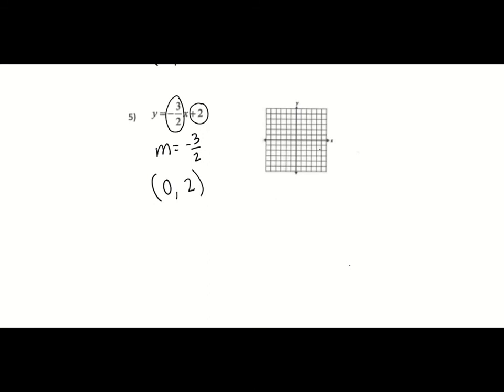Now, my first step next is to graph my y-intercept. So that would be (0, 2), up 2. And now my slope is -3 over 2. I'm going to go down 3, 1, 2, 3, over 2, 1, 2. Connect my points and draw my arrows. That is how we graph our linear equations.